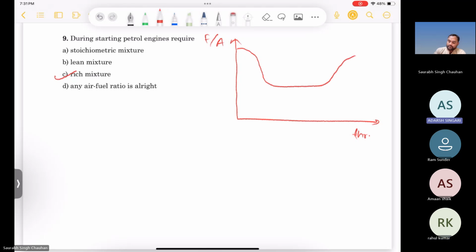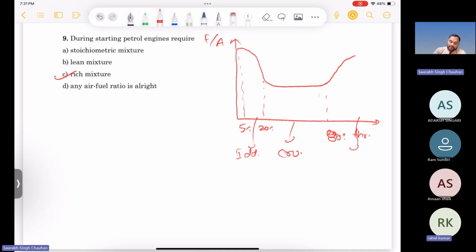Yes, sir. Butter curve. 5% to 20%, then 20 to 80%, 80 to 100%. Right? So this was cruising, this was idling, and this was acceleration, or high load. So during idling or starting, you need a rich mixture.